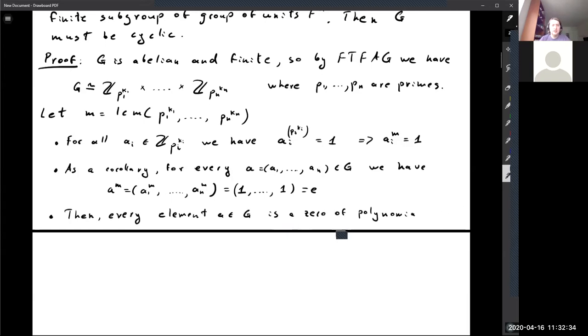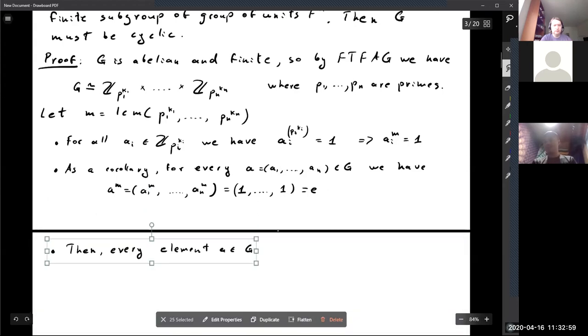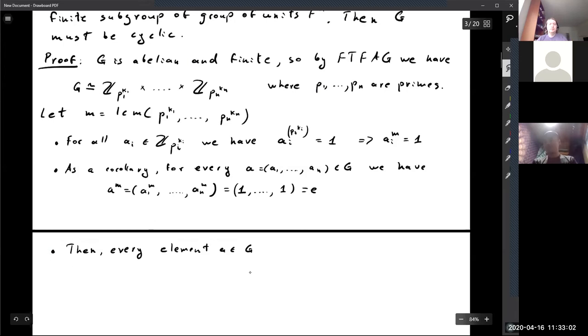And every element A in G is a 0 of the polynomial x to the m minus 1. So that's an element of the polynomials.